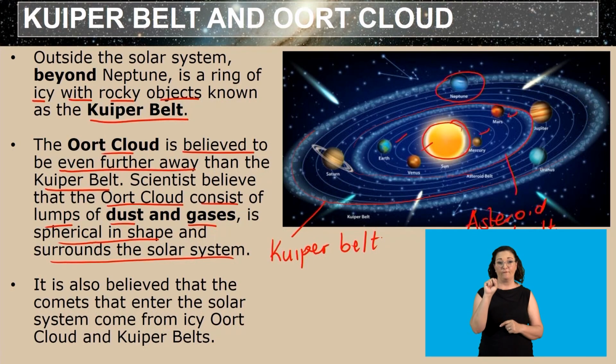It is also believed that the comets that enter the solar system come from the icy Oort cloud and the Kuiper belt. Remember, we said that the comets are made up of ice and dust, and the meteors, the ones that enter the atmosphere of the earth, are made up of rocks. So that is the difference between the two. That's why you are not going to find comets at the asteroid belt, because the asteroid belt consists of rocks. They might be found in the Oort cloud as well as the Kuiper belt. That's what scientists believe.